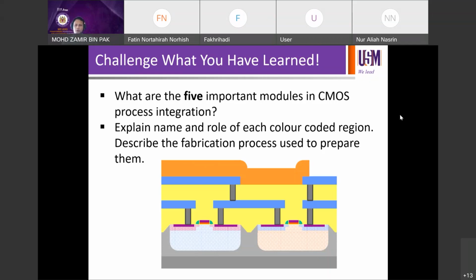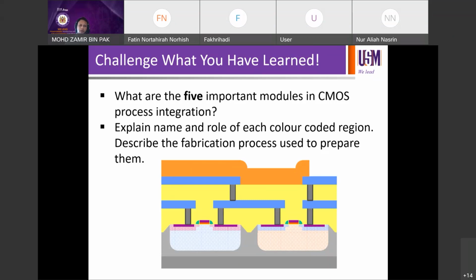Okay, MOS, more down there, gate and gate aux. Gate aux memang confirm tak nampak langsung. It's just too thin with respect to metal width and height. Okay, for example. So kita dah discuss the second part, the name and role of each color-coded region.